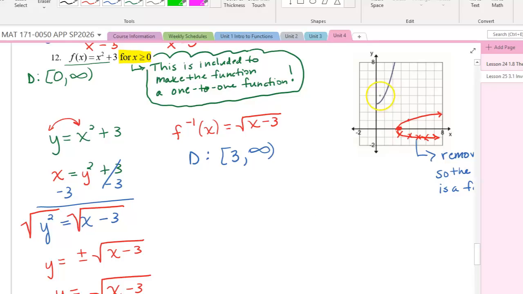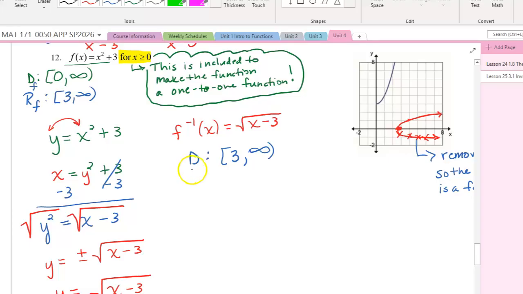So if we go back to the example we were just working, notice that in our graph, the domain of this function was from 0 to infinity. What about the range? If we look up and down at just this graph here, the lowest point is 3 and it goes to infinity. So the range of f is going to be from 3 to infinity.